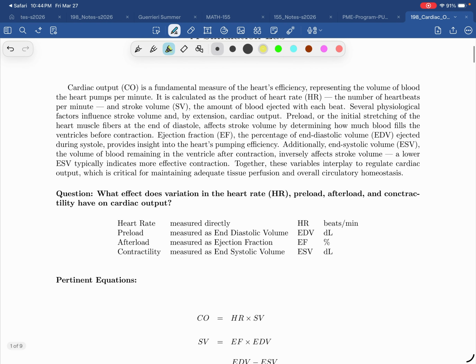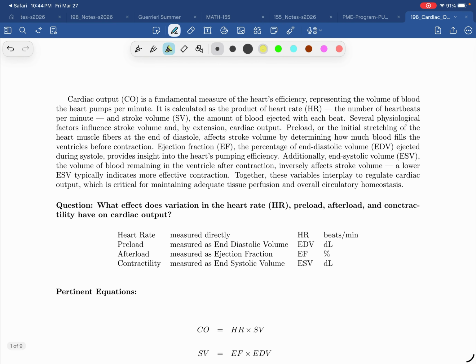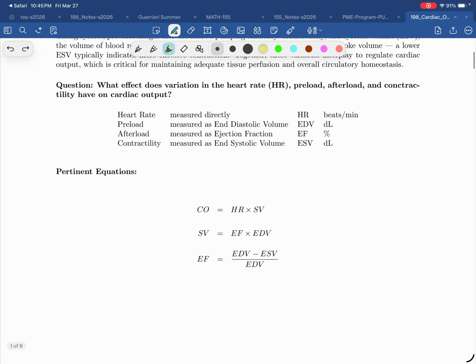First, we're going to get to know our terms. You can pause the video and read the paragraph right over here. It gets into all the different terms: cardiac output, heart rate, stroke volume, ejection fraction, diastolic volume, and systolic volume. You want to take a sec to read, maybe reread, and really know this very well because we're going to be referencing these a lot.